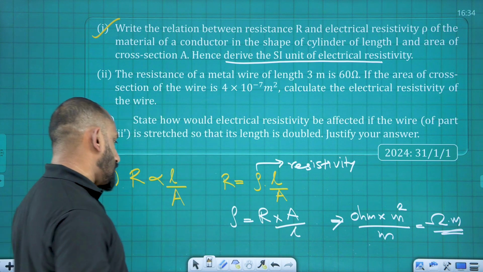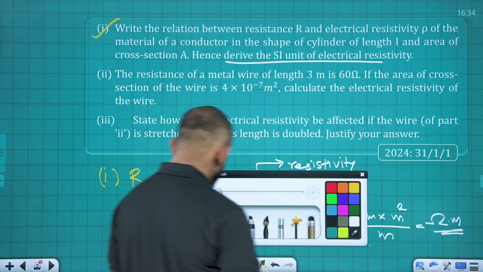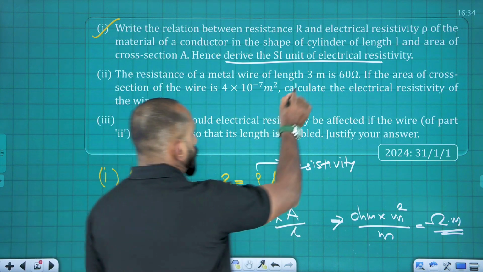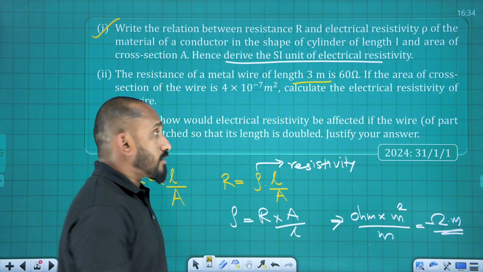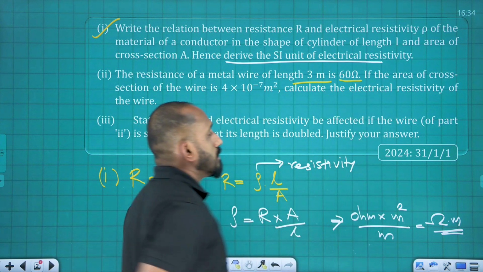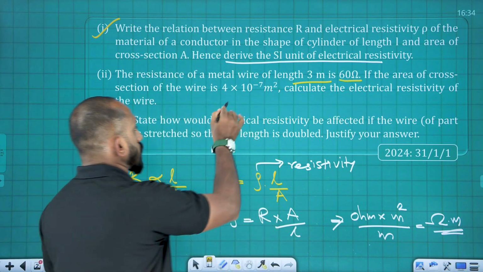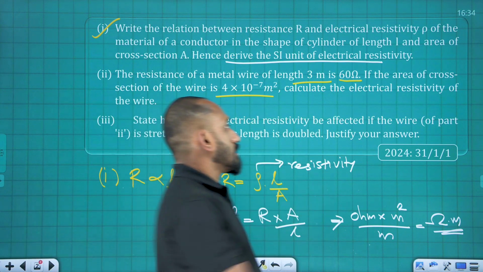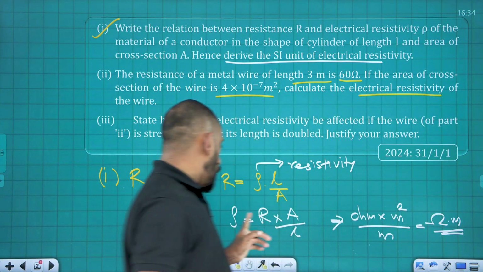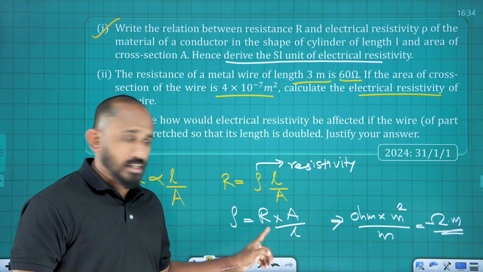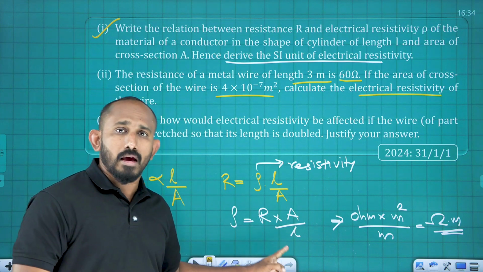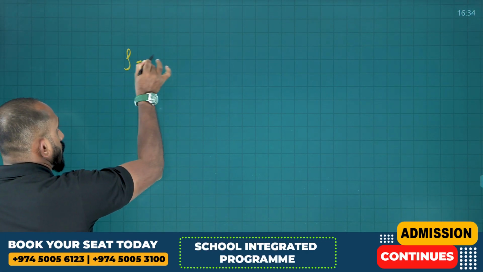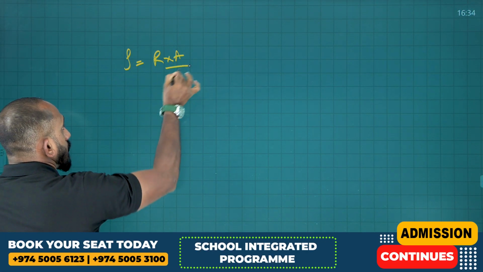Now come to the second part. It's a numerical question. The length of the material, 3 meter, L is given, and the resistance is given, 60 ohm. The area of cross-section is also given, 4 into 10 raised to minus 7 meters square. You have to find the electrical resistivity. So ρ you have to find out. What is the equation? R into A divided by L. So ρ is equal to R into A divided by L.